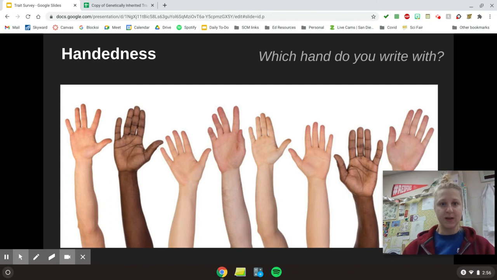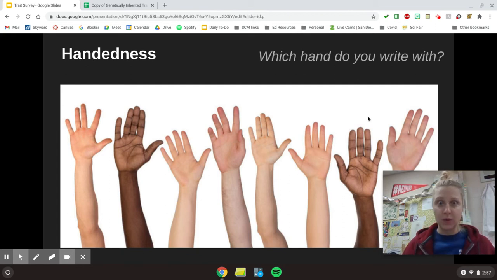Which one are you? Now, some of you may say, but Miss Richard, I'm ambidextrous. I can write with both hands. Well, if you can write with both hands, that's cool. You probably prefer one or the other. Go with your preferred hand. If you honestly don't think that you prefer one hand or the other, just pick one. It really doesn't make that big of a difference.